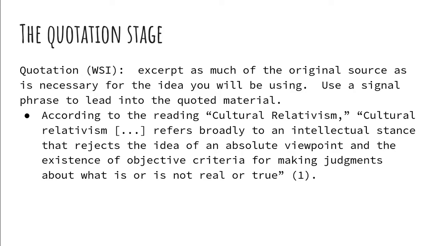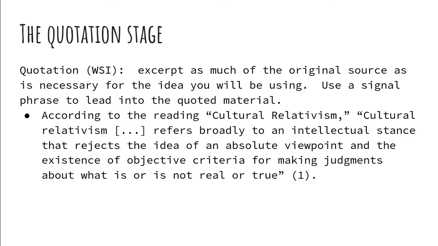We also want to make sure that we're using a signal phrase to lead into the quoted material. I'm a fan of the good old-fashioned "according to." So, according to the reading, cultural relativism, and I'm going to break here, you'll notice that I've got our square brackets, and inside there are three periods. The presence of those three periods tells the reader that I've left some amount of wording out that was in the original because it was necessary, but that I don't need for the purposes of the idea that I'm taking out of that original source.